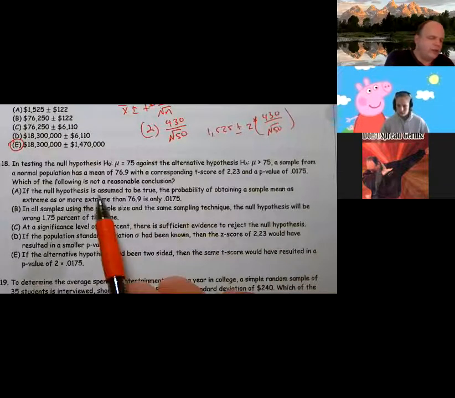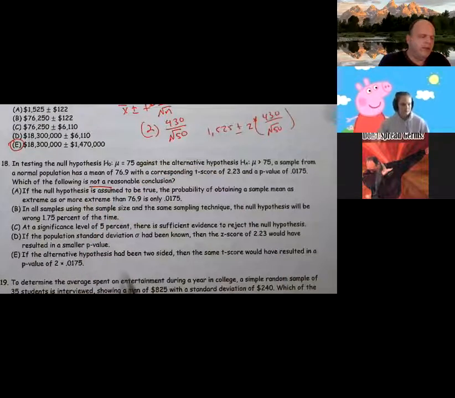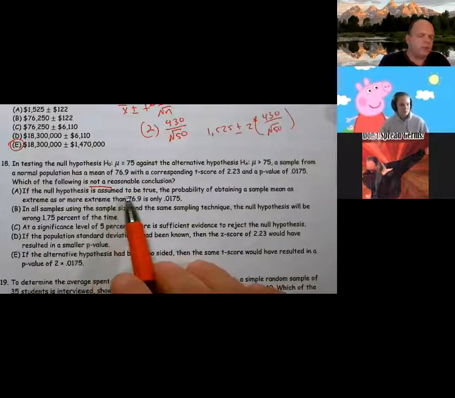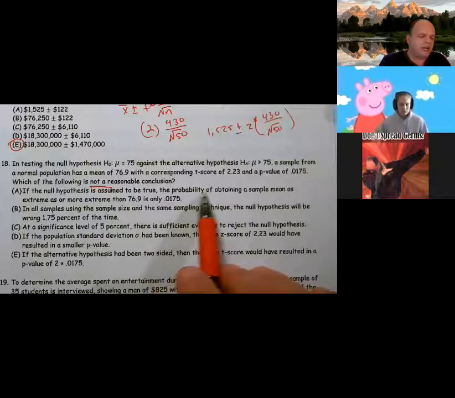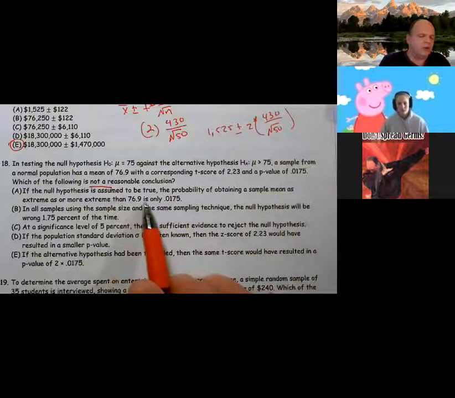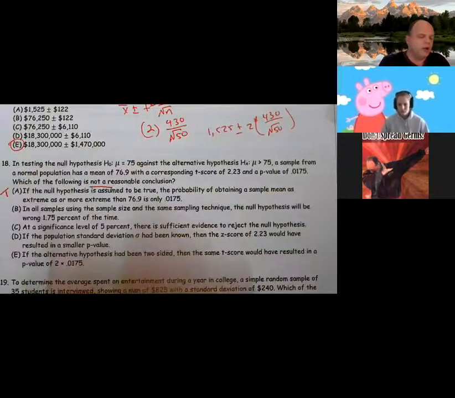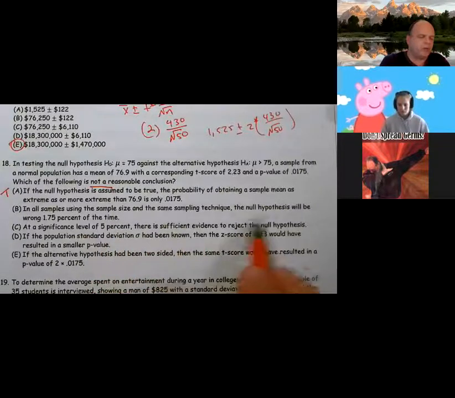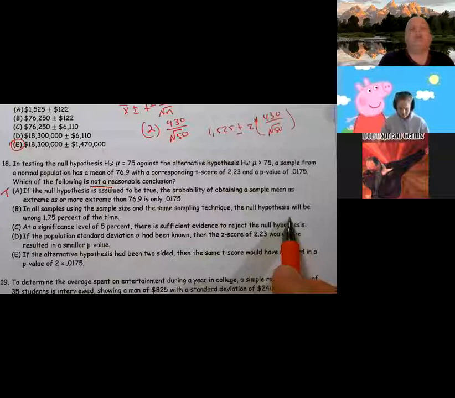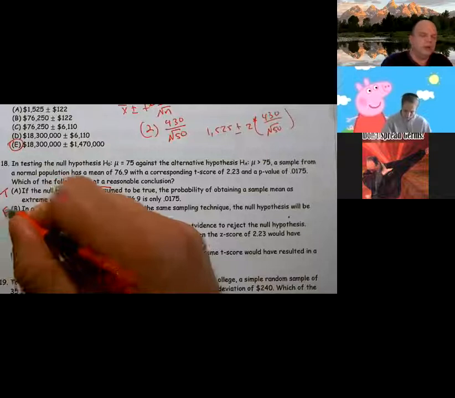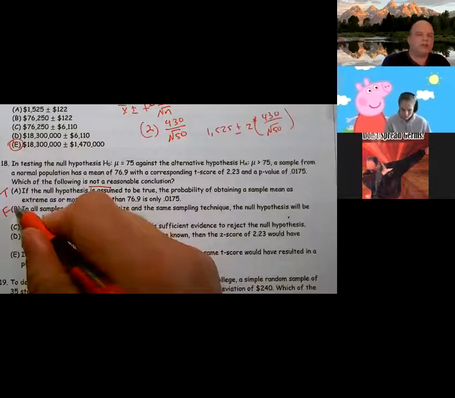Which of the following is not a reasonable conclusion? If the null hypothesis is assumed to be true, the probability of obtaining a sample mean as extreme or more extreme is only 0.0175. That's the definition of a p-value. That's true. In all samples using the sample size and the sampling technique, the null hypothesis will be wrong 1.75% of the time. That's not what that says. It says there's a 1.75% chance we would get something like this if the null is true. This is false. All right, so letter B is our answer for number 18.